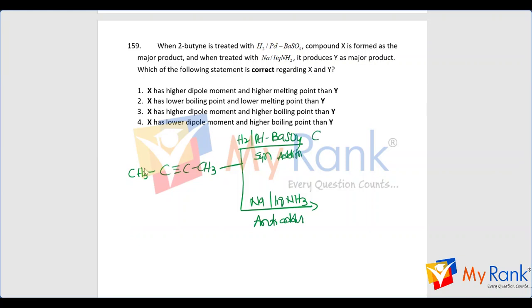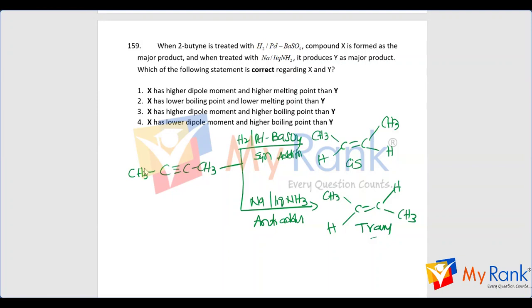The syn addition will give CH3 C H double bond C H CH3, which is the cis product, and the CH3 C H double bond C H CH3 on the other side is simply the trans product.